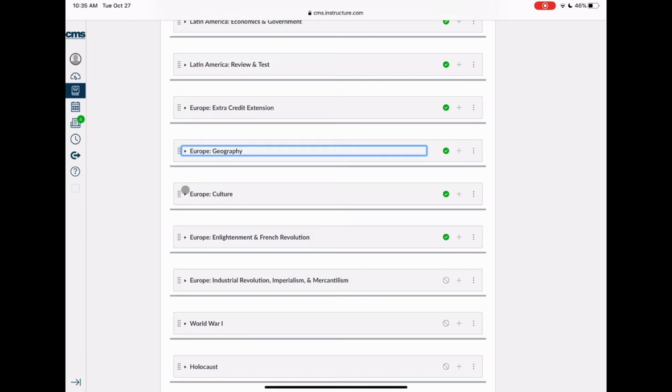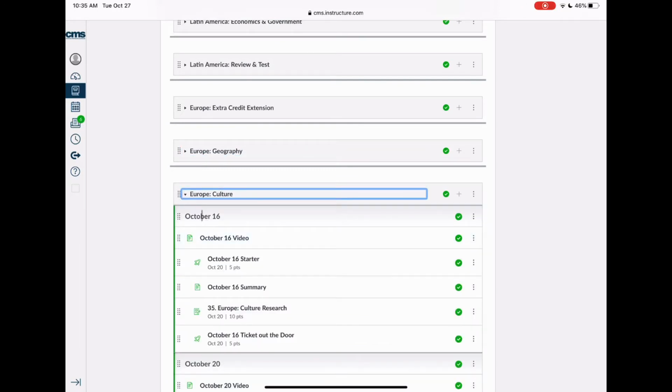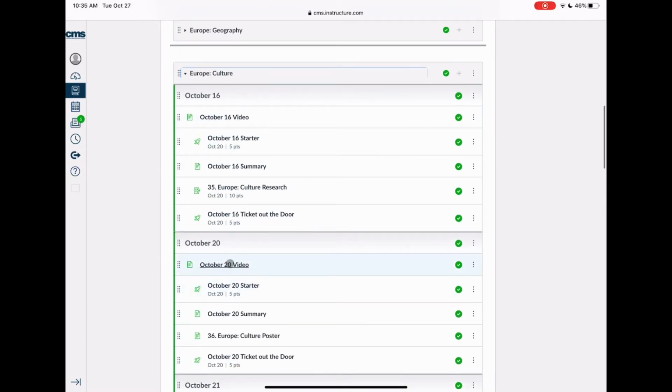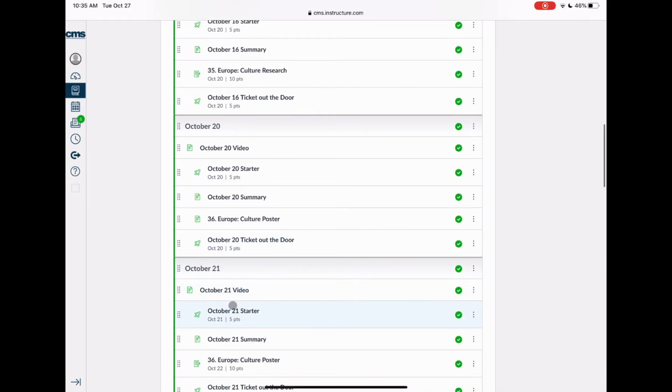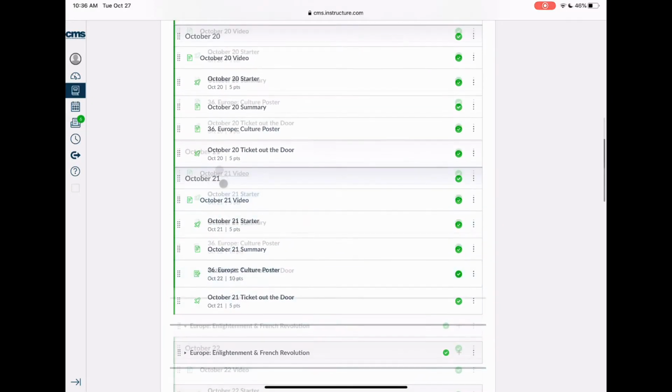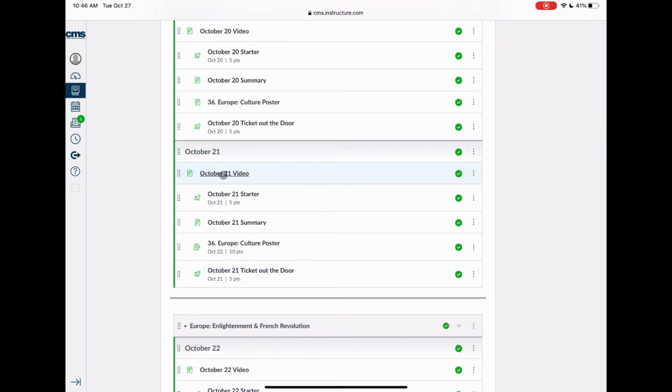So then we can go to October 16th. Same thing applies. The lesson video, the starter, the summary, which is kind of what we're doing that day, the class assignment, and then the ticket out the door. And you see that they're valued at the same amount of points. Okay, 5 points here, 10 here, and 5 here. Then we continue on to the next one, October 20th, same exact structure. Every single day I try and keep it the same so it's consistent for me, it's consistent for the students. Here we have October 21st, starter, summary, the poster, ticket out the door.